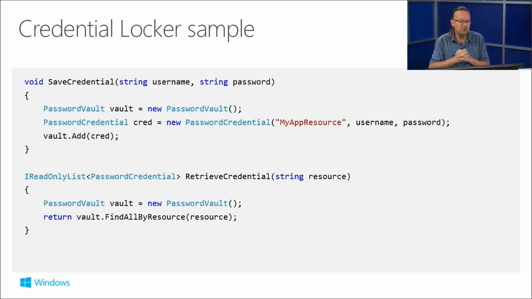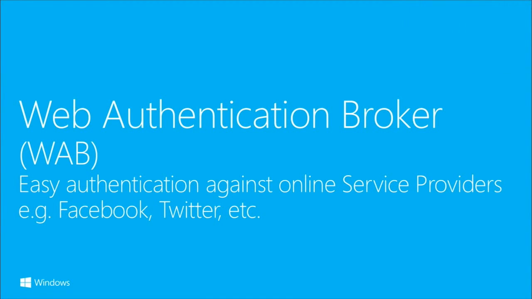This is the API. You new up a PasswordVault object, and then you store PasswordCredential objects in that password vault. To get them out, you new up your password vault and interrogate it. There are various methods for pulling them out. We covered that before, so I'm not going to say anything more about it. I want to say a bit more about the WebAuthenticationBroker.